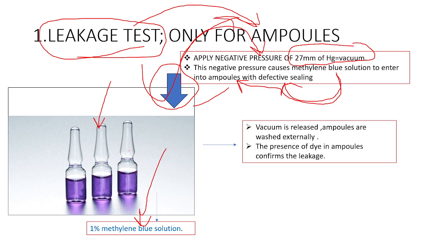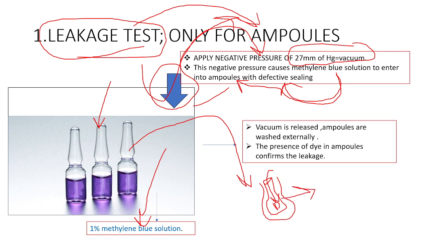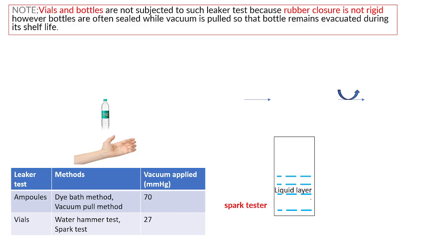After that, we take the ampoules from the container. Then we need to wash those ampoules. After washing, we observe whether there is any presence of dye within the ampoule. If there is a presence of methylene blue dye, then it indicates the ampoule has defective sealing. So this is the leakage test for ampoules.